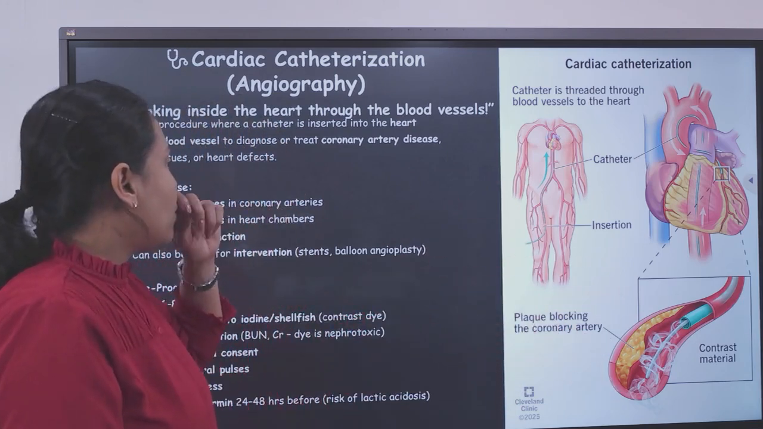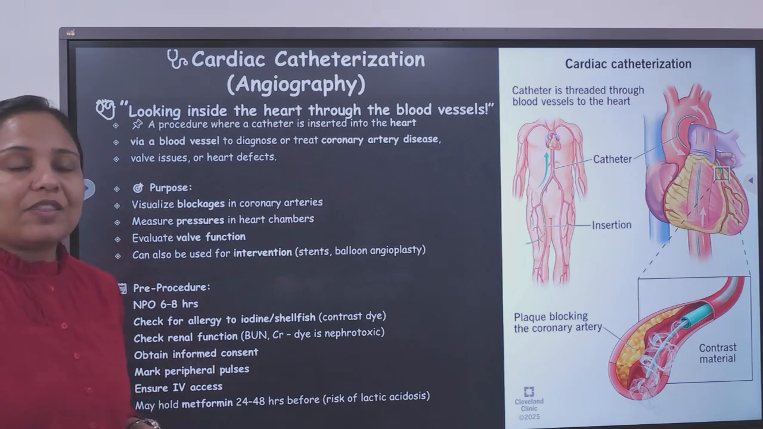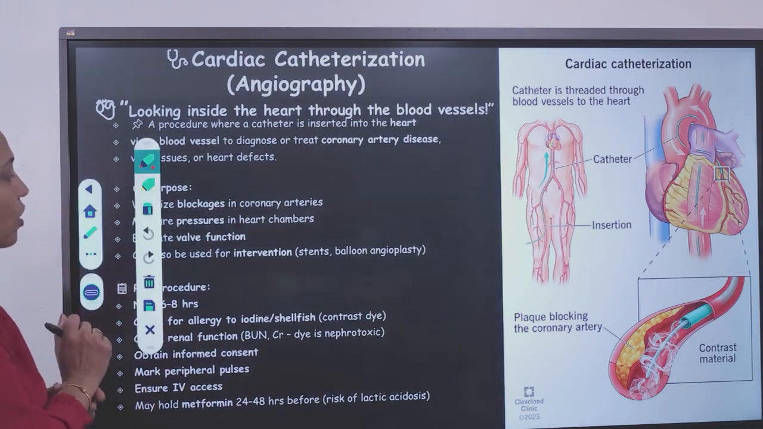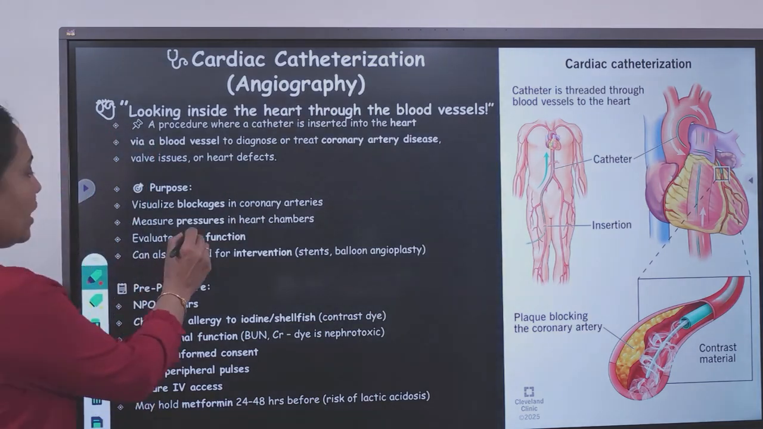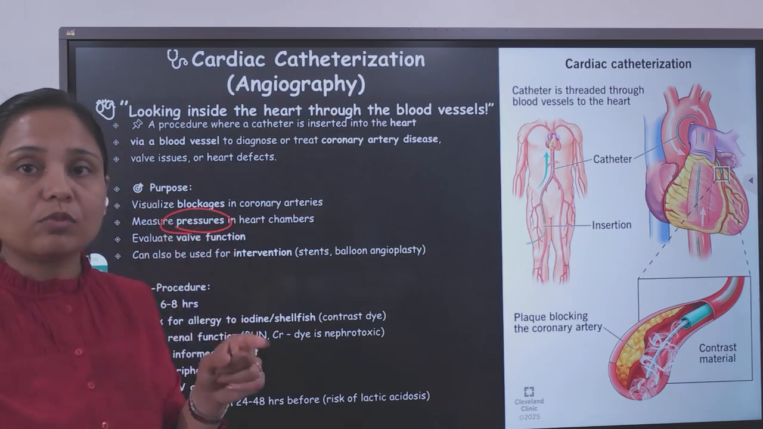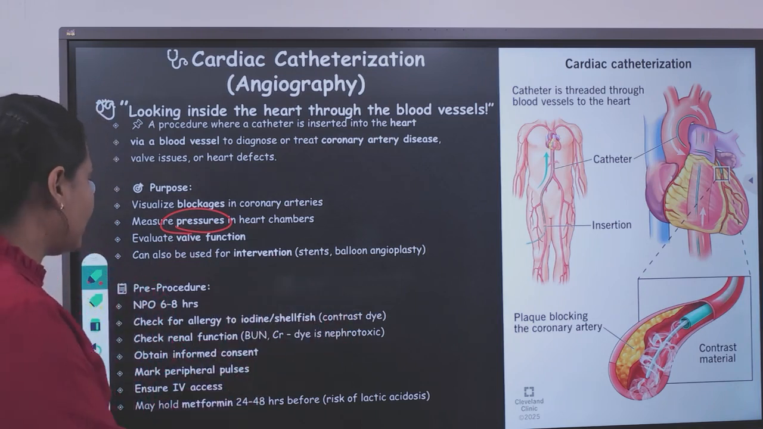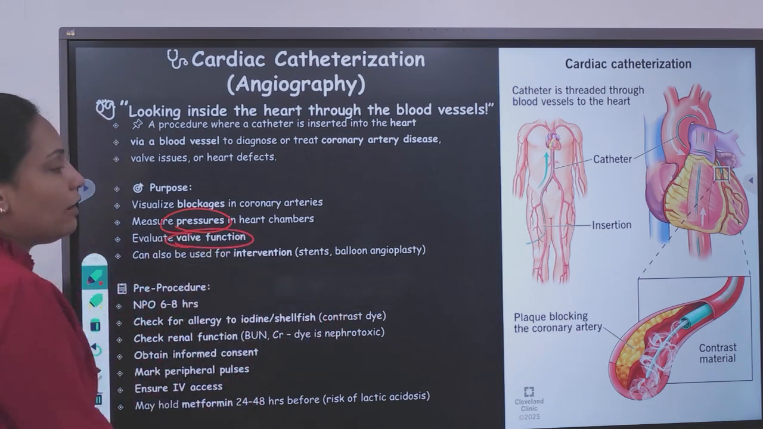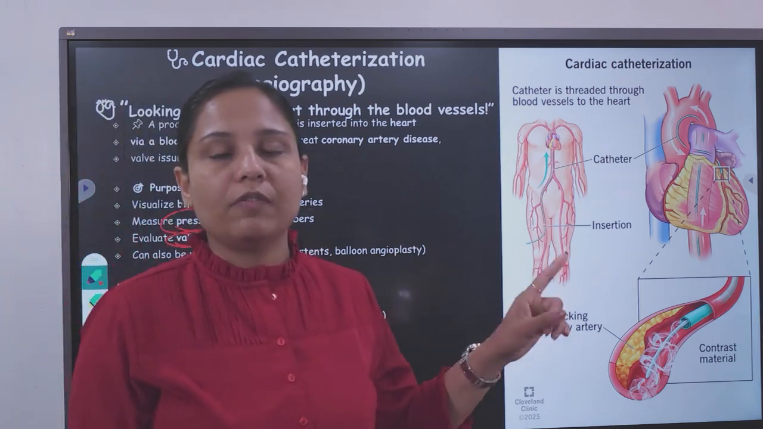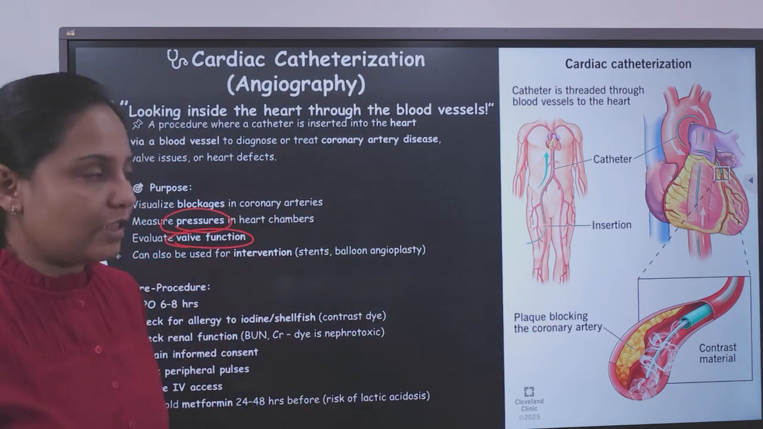Okay, so purpose. What is the purpose? We want to examine if there is any blockage in the artery, in the coronary artery. We want to measure the pressures in the heart chambers. If you want to check the pressure in the heart chambers, you can also perform cardiac catheterization. You can also check the valvular function by cardiac catheterization. Now, valvular function we also check through echocardiogram. That is non-invasive, but this is an invasive procedure.